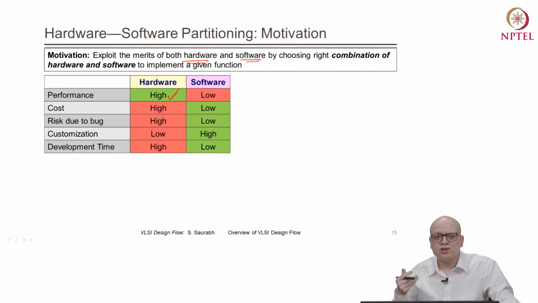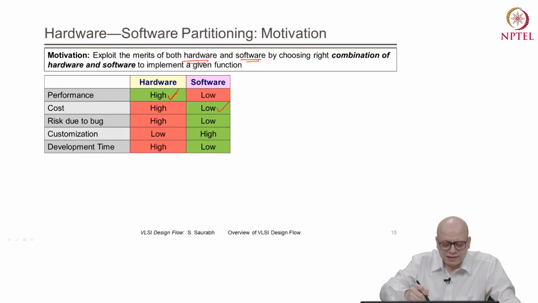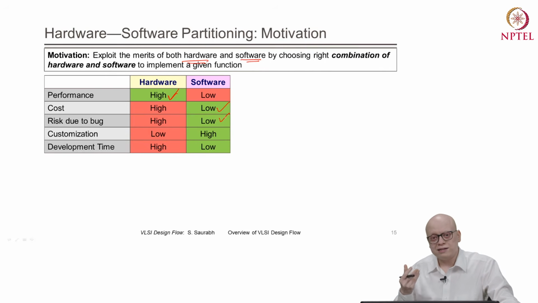Why? Because it is less complicated than designing the hardware, and also the risk involved in software is much lesser. Why? Because if we find any error in software, we can simply debug it, make the change in the code, recompile it, and we are done. But if there is a problem in the hardware, we may need to respin it, right?